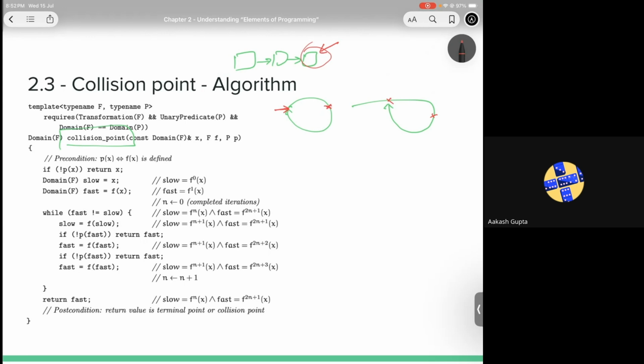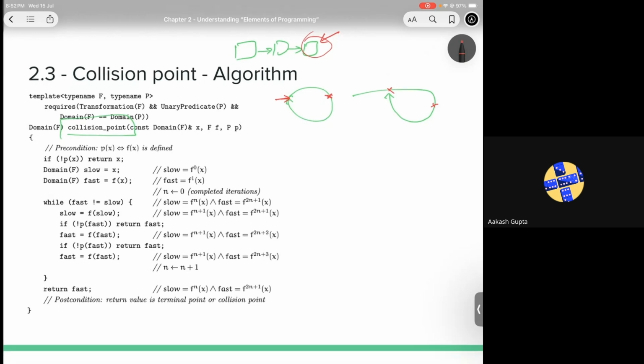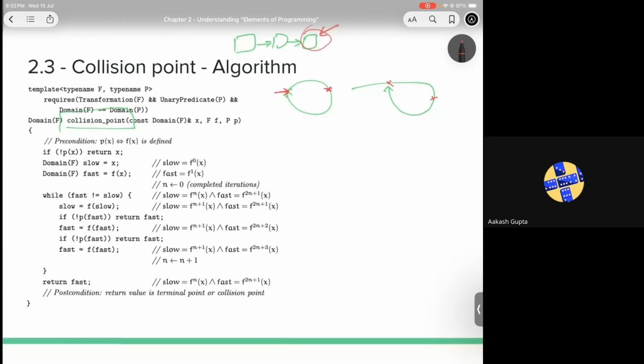Which node, we are not sure. We will do the analysis later, but that is the guarantee from the collision point algorithm, and we have to further distinguish between the cases based upon the result. So one very basic case is that we have a starting element, but we can't even apply the function f on it. This comes under the terminating case, and we will simply return x.